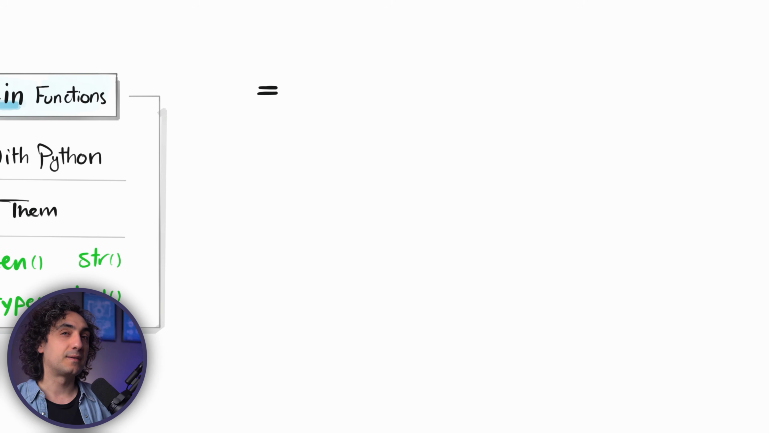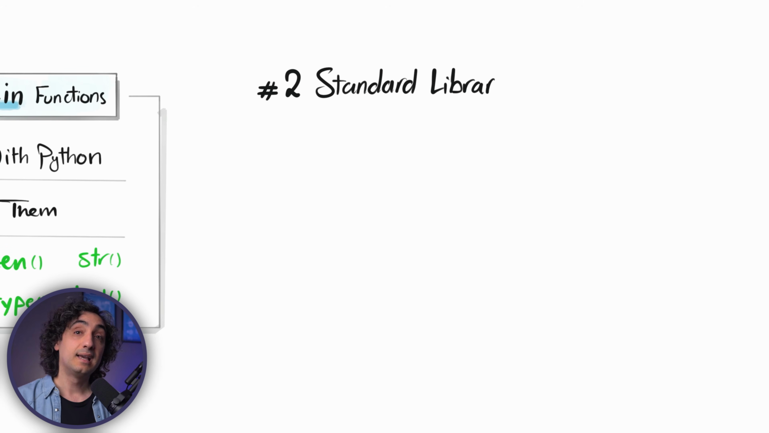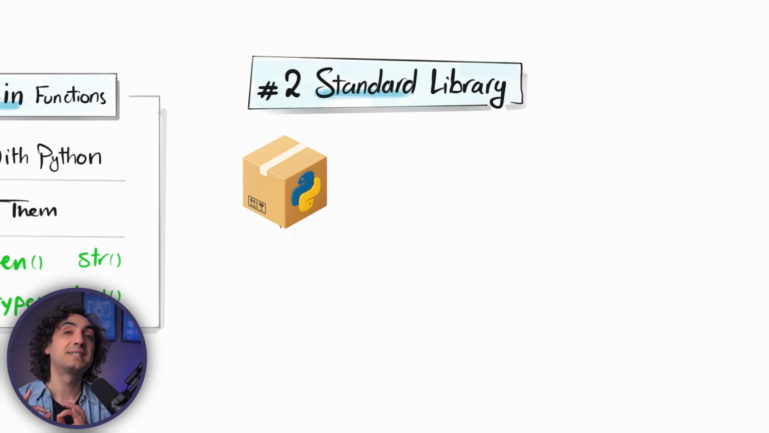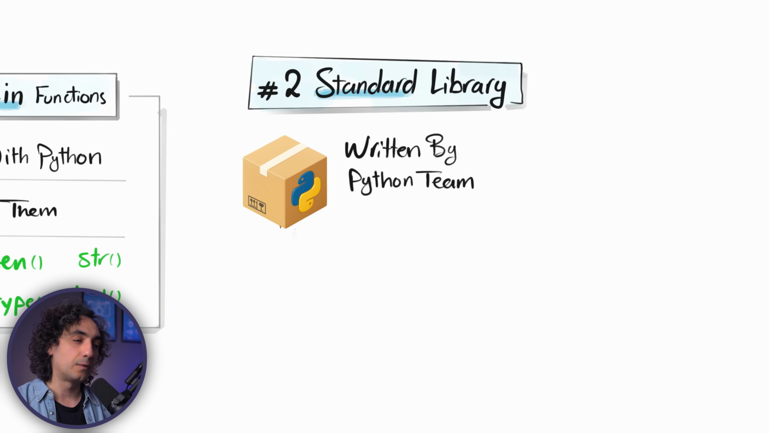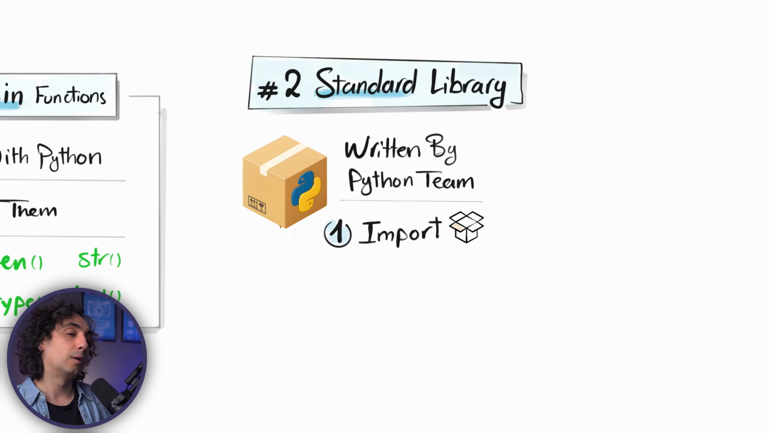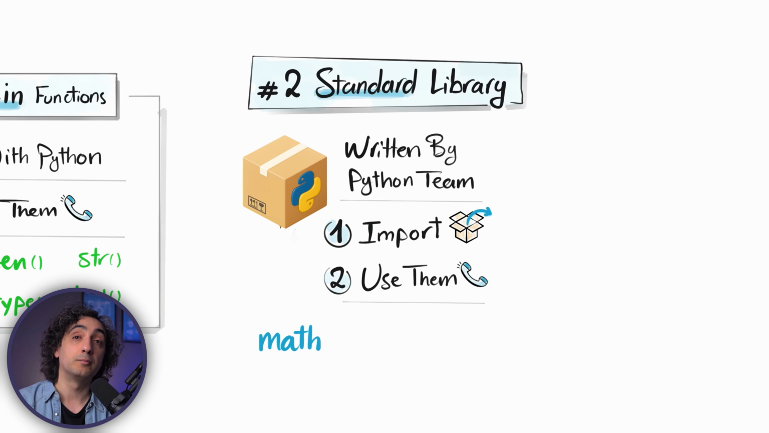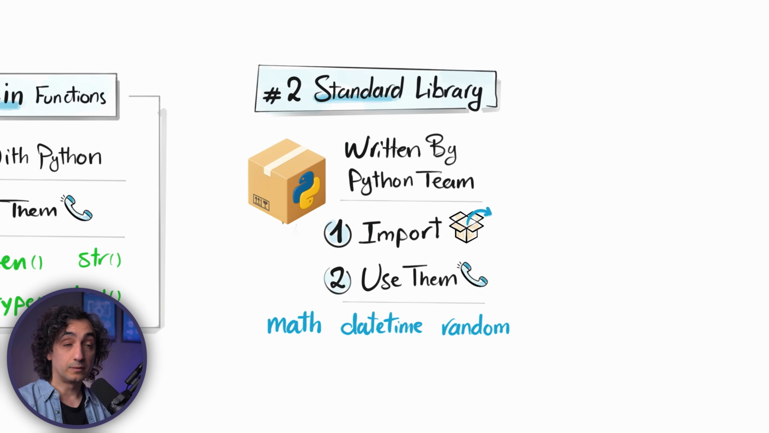The second source is the one that comes from libraries, and here we have two types of libraries. The first one is the Python standard library. This one is written by the Python team. Those functions are very specific and advanced, so they don't expect you to use them all the time in your code. That means first we have to import the library, and only after that we can start using its functions. For example, we have the module math if you want to do advanced calculations on numbers, and others like datetime and random. So this is one source.